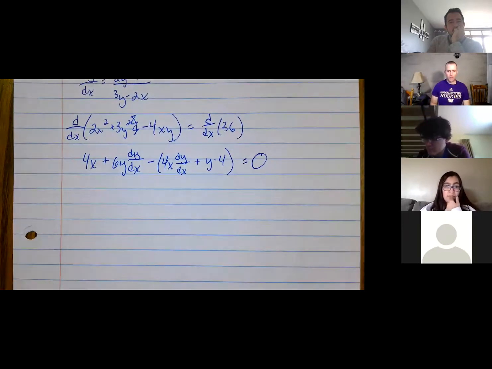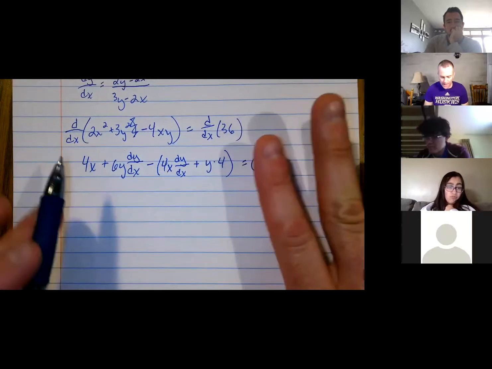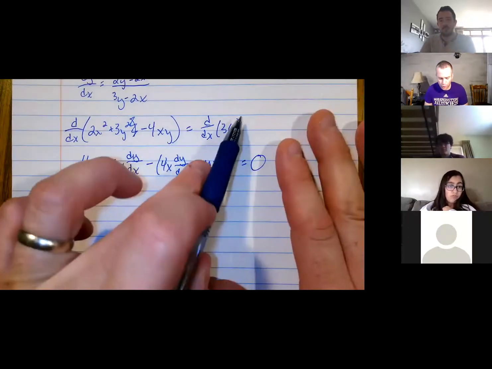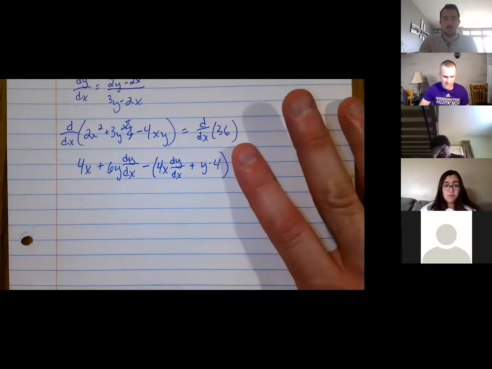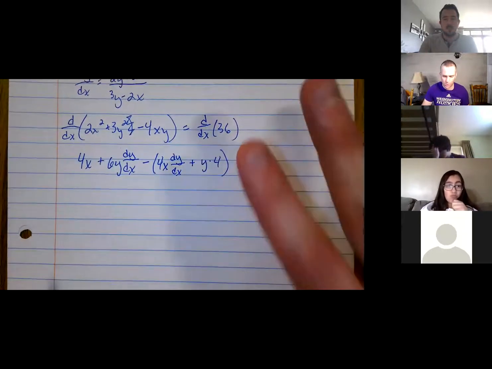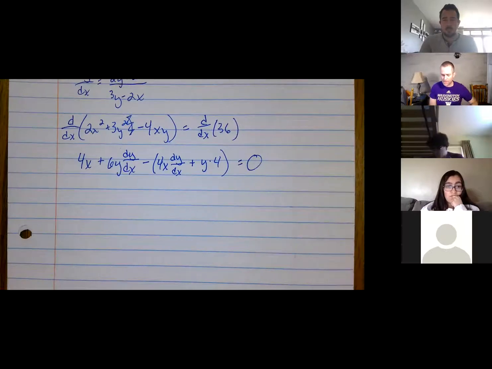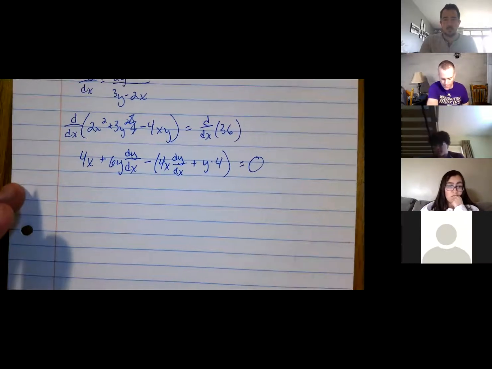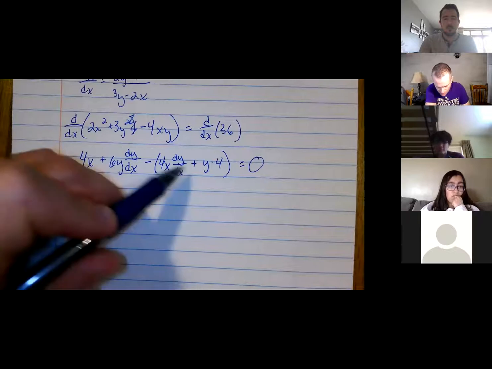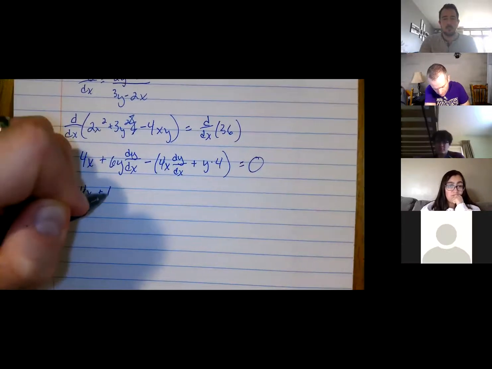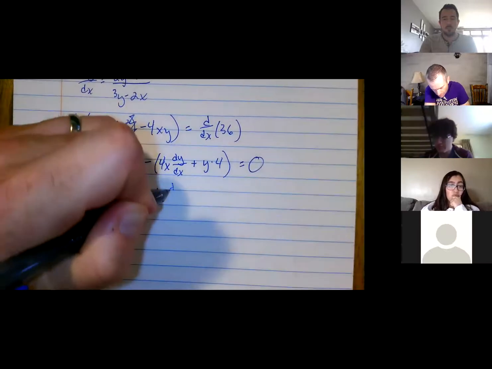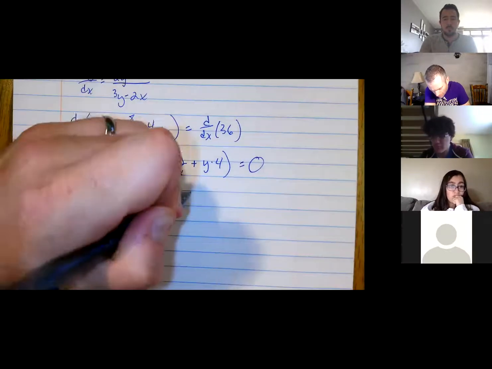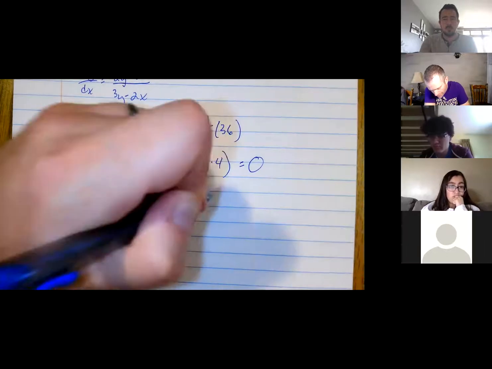Now, I had a bunch of people who took the derivative of the left side and seemingly knew that the derivative of 36 was 0, but then they didn't even write equals 0. They just kind of stopped writing, and then it was no longer an equation. You want to make sure that you maintain the integrity of the equation. And so now I would just distribute the minus sign. So I've got 4x plus 6y dy/dx minus 4x dy/dx, and then minus 4y equals 0.